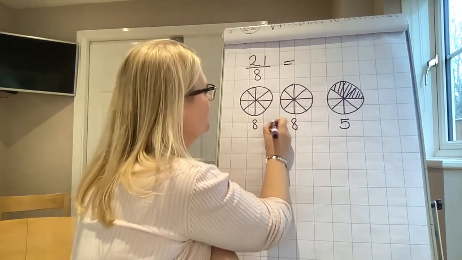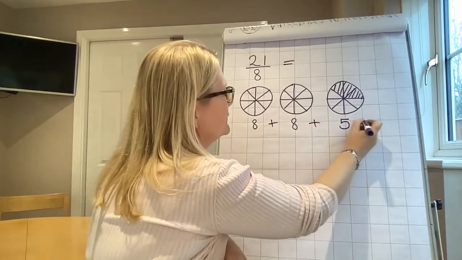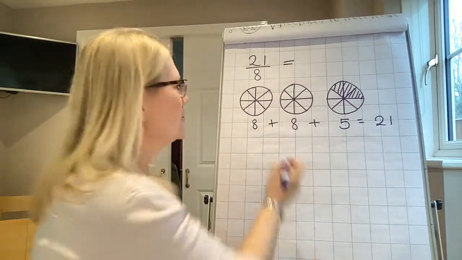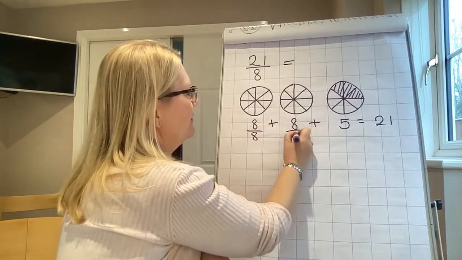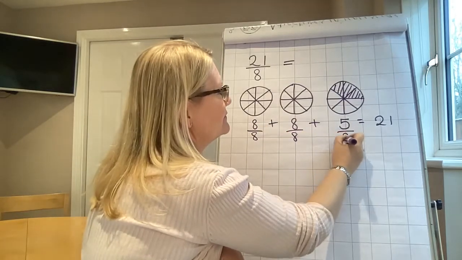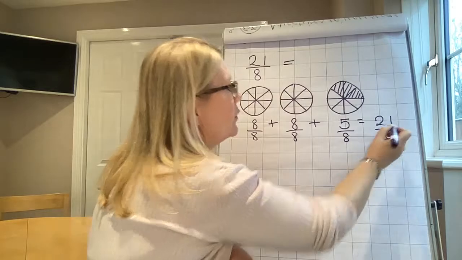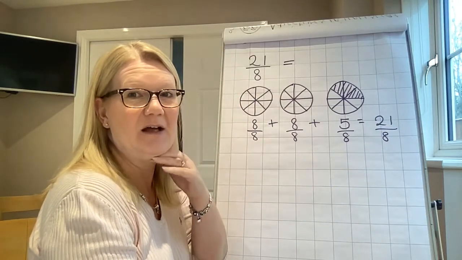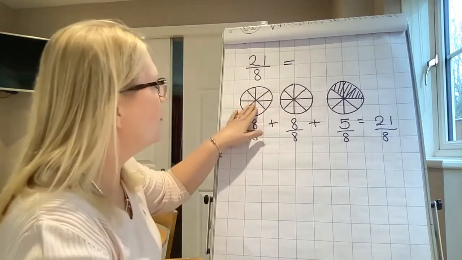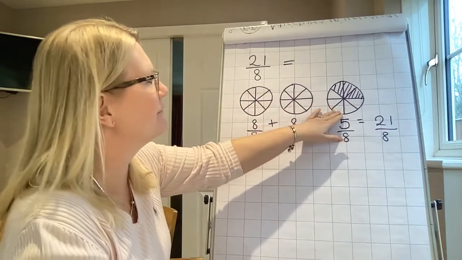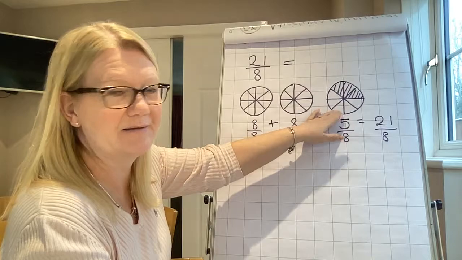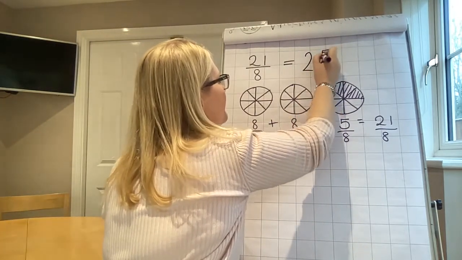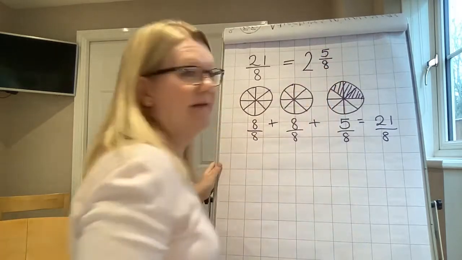So altogether, I have got 21 slices. And remember, for each one of these, they are eighths. Each slice is 1/8, so altogether I've got 21 eighths of my pizza, which is what we ate, and it's 2 wholes and 5 eighths. Right, so let's write that down, 2 and 5 eighths.